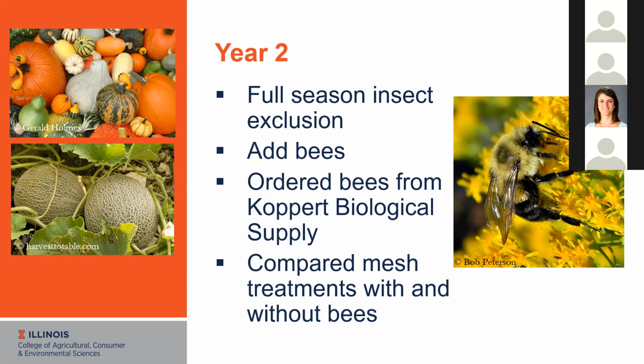One thing that we never measured was the populations of squash bees that were already in our plots. Squash bees are a native bee that are specialists on cucurbits. It's possible we would have had some of those when we put our plots together because they nest in the ground, but we did not actually test or measure for that. And so we felt like we needed to add bees.